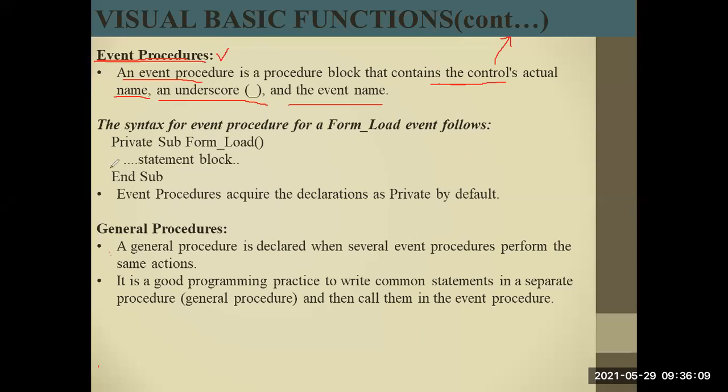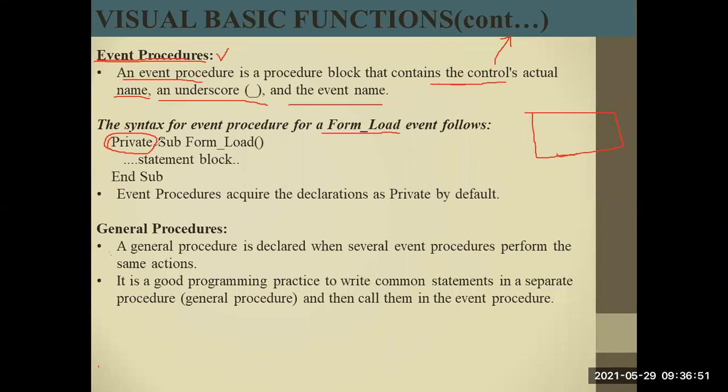Now let us understand the syntax. The syntax of the event procedure is very simple. Now we are writing the syntax for the event procedure for the form load event. ठीक है, form load है आपको load करना है तो उसके लिए event लिखना है. Now first we have to write the access specifier. Here the access specifier should be private, because it is designed for a particular event. That is the reason we are writing private here. We cannot write public. If it is public, it can be accessed by any other application, but it is not going to be useful. That is the reason we will always write private.